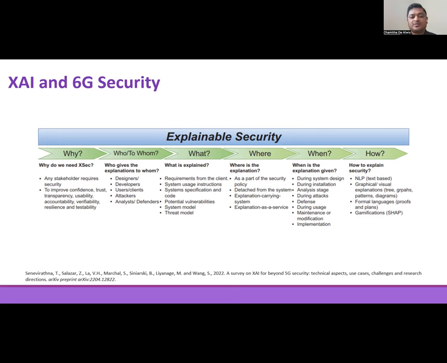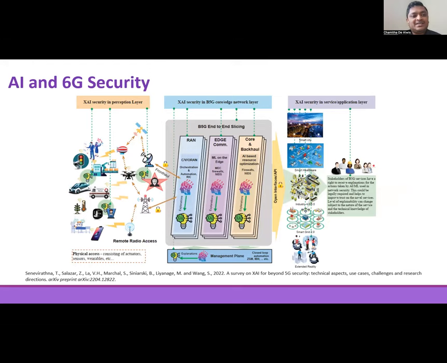And the other part is, you can see that when we use AI in 6G, we can use this XAI in several layers. So maybe the perception layer to understand how these devices operate, and also within the network, to understand how they operate and how we can make it more efficient, or maybe to push it towards following different standards. And also in different applications, we can use XAI.